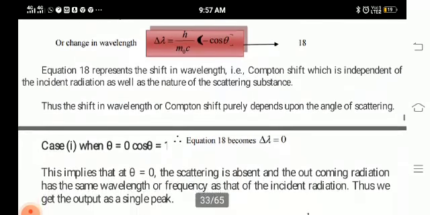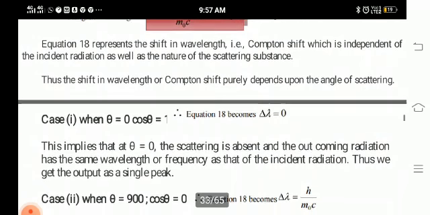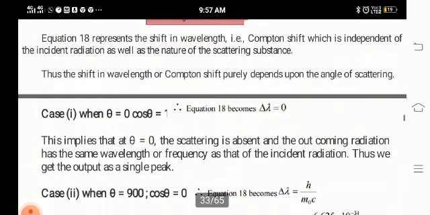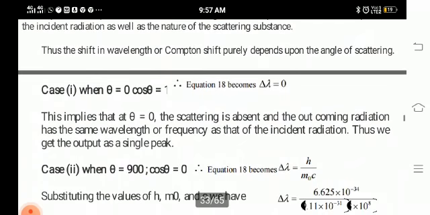Now we'll have some special cases. When theta is equal to 0, delta lambda is 0. So at angle theta equal to 0, the scattering is absent and the outgoing radiation has the same wavelength or frequency as that of the incident radiation.